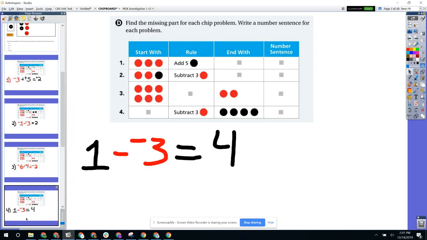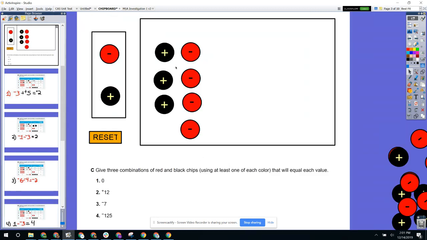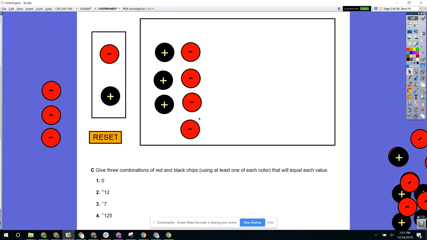Hold on, let me refresh what I'm doing here at the problem. So we're going to subtract 3 negatives. So we need to make sure we have 3 negatives to take away. Sorry about that.